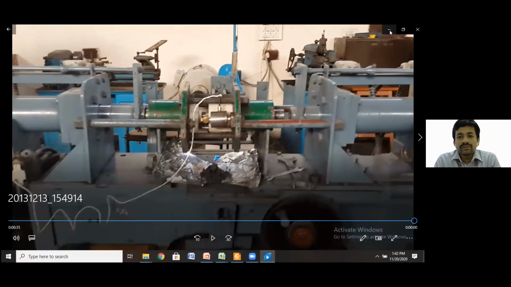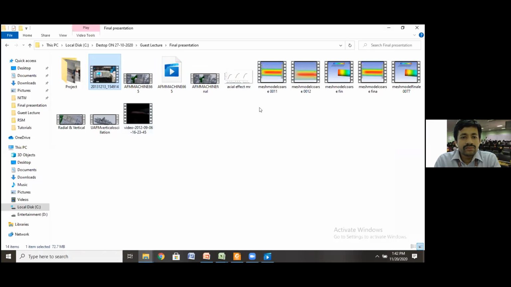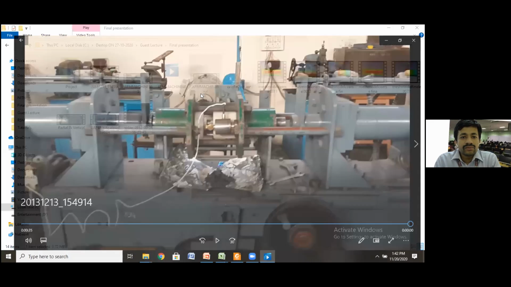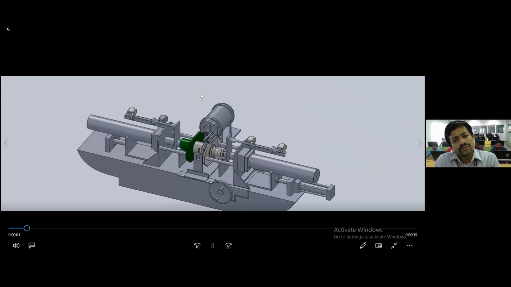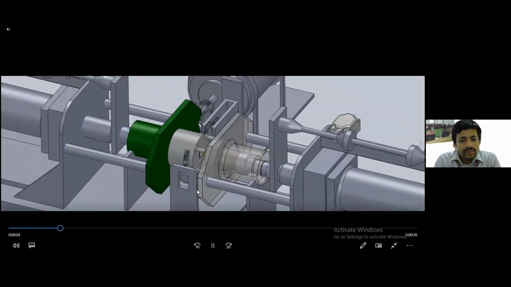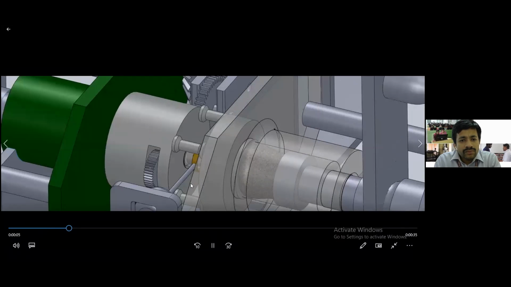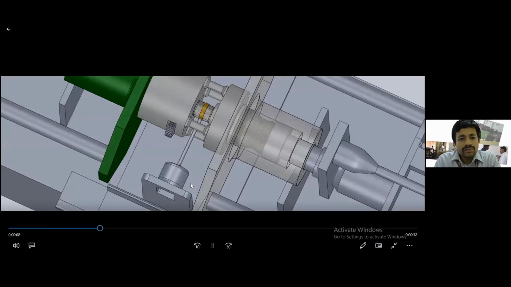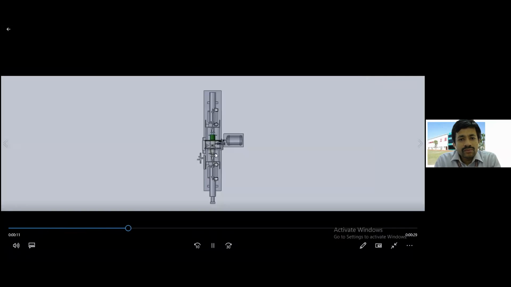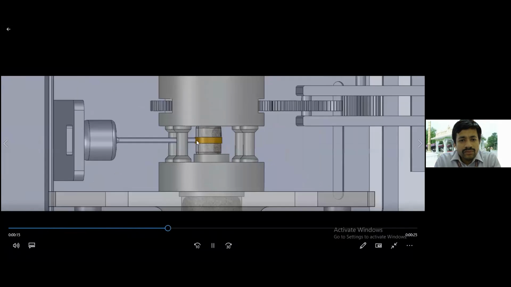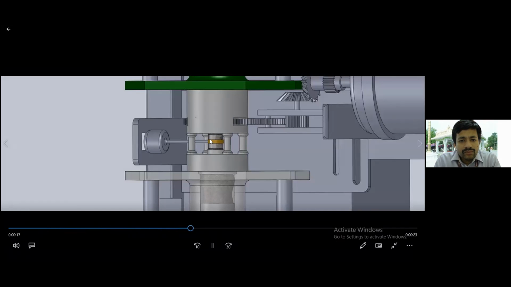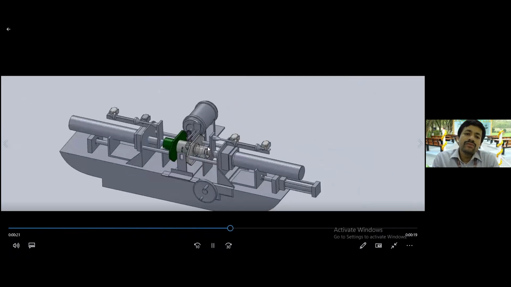Before developing this machine, we did some design before fabricating. Here you can see the design model, which is developed using CATIA. I think it is using SolidWorks. Here you can see the actuator fixed, and the vibration of the workpiece is radial to the media flow direction.